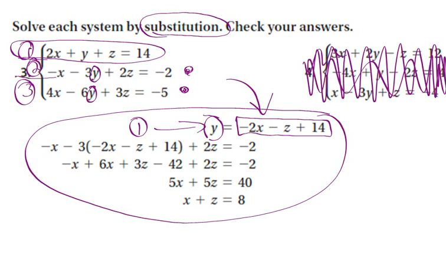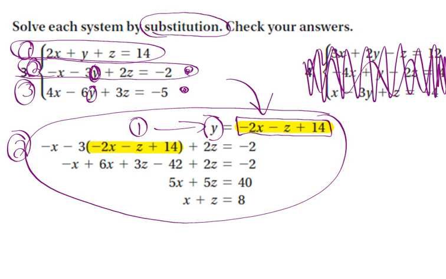So they start again with equation 2 here, and they copy it, but everywhere there's a y, they insert our negative 2x minus z plus 14. So let's do that. You've got negative x minus 3 times y, which is negative 2x minus z plus 14, plus 2z equals negative 2. So they started off with that.